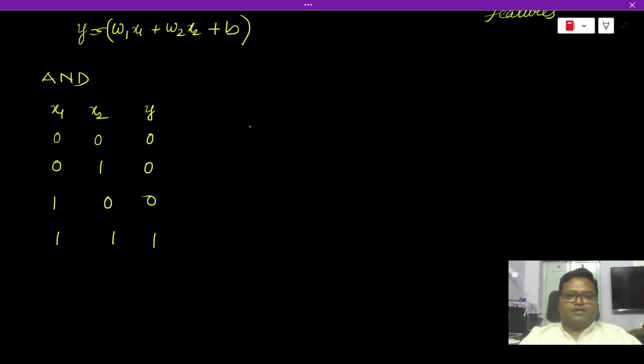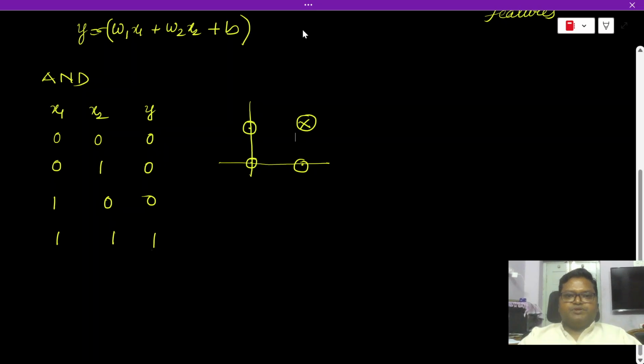When you plot a graph, 0, 0 is negative. 0, 1 is negative. 1, 0 is negative. 1, 1 is the only positive. Now you can separate this data, positives and negatives, by a simple straight line. You can draw a straight line which clearly separates negative and positive points.